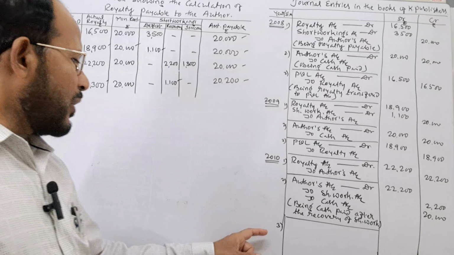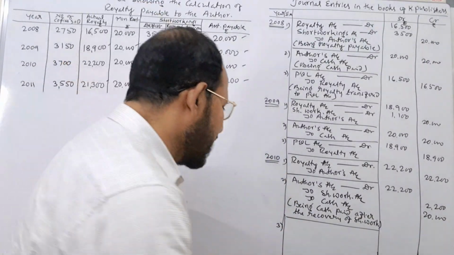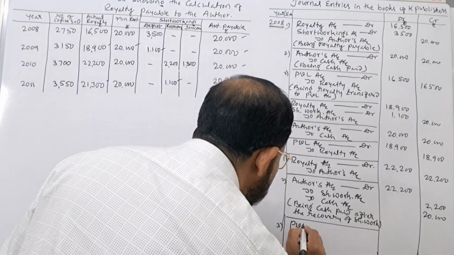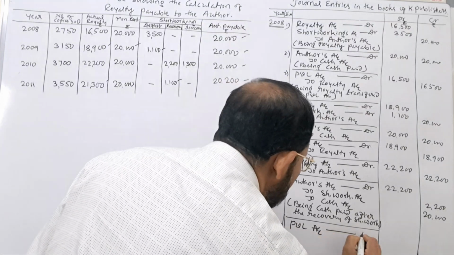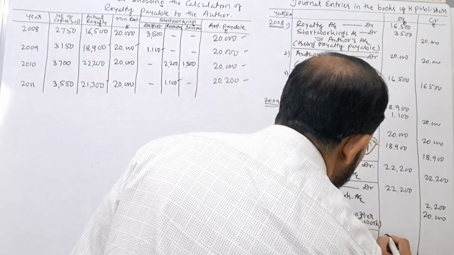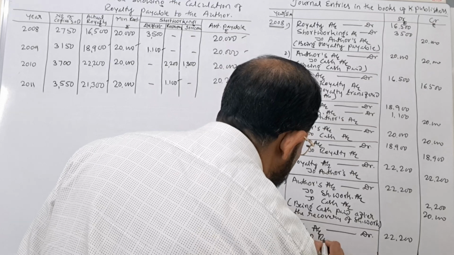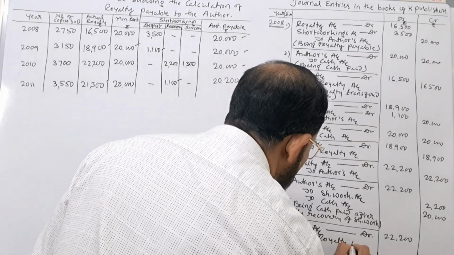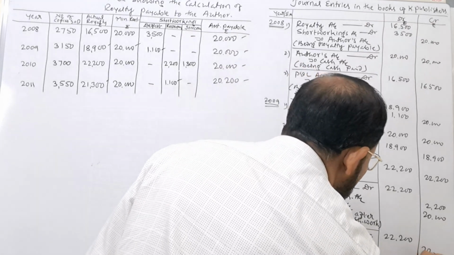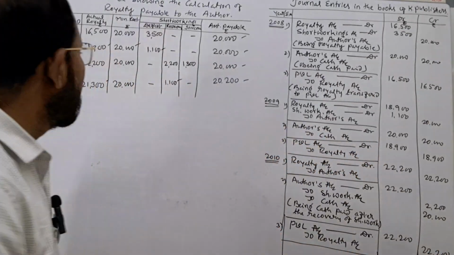Okay, first we will close the royalty account. As usual, what do we do at the end of the year? Royalty account is transferred to P&L account with the amount of actual royalty, 22,200, to royalty account 22,200. The same narration you have to write.